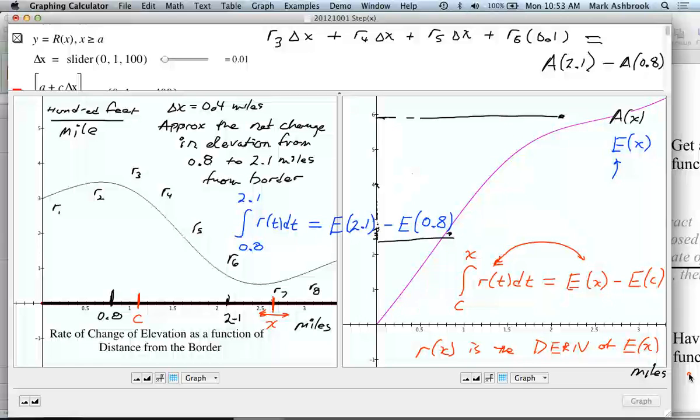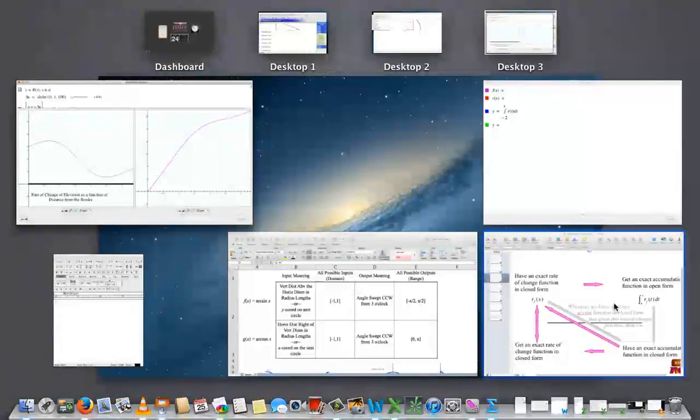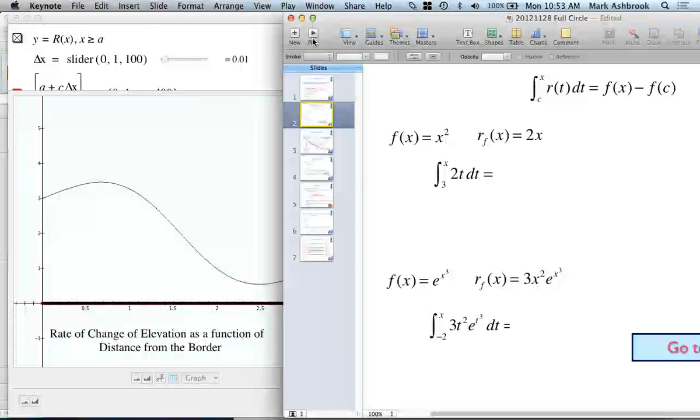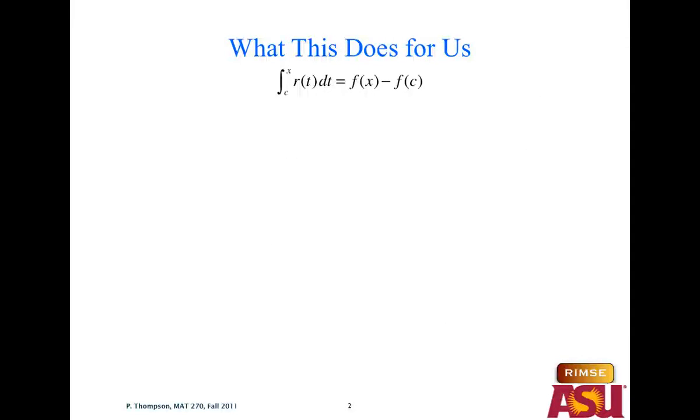Does that make sense? This is all kind of review, but we're moving towards something. Any questions about this screen? Can I erase? All right, so here's what we just said. The integral from c to x of r(t) dt equals F of x minus F of c.